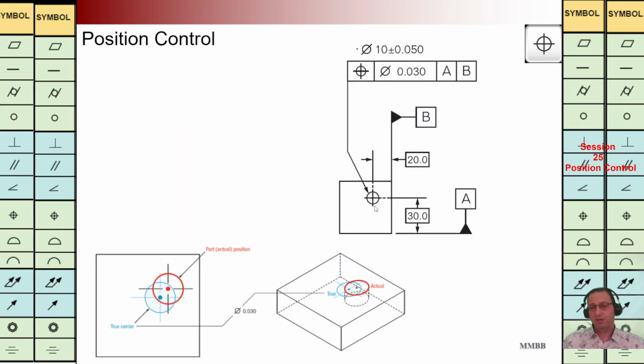Again, in this example, basic dimensions are used, and we have this FCF. We are going to have a cylinder with a diameter of 0.03 back to A and B. The center of that cylinder should be parallel to A and B, and the center of this hole should be in that cylinder, as we can see at the bottom.